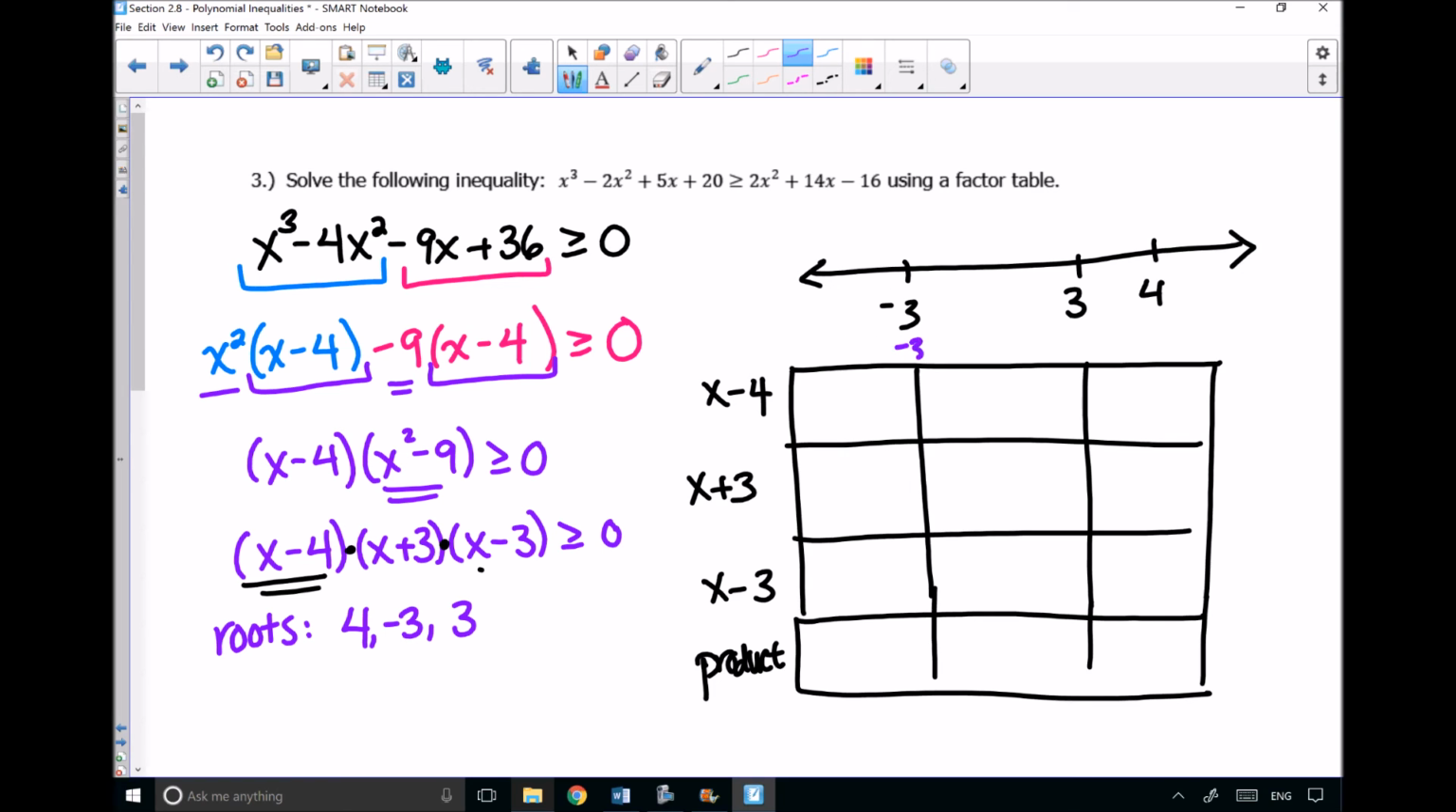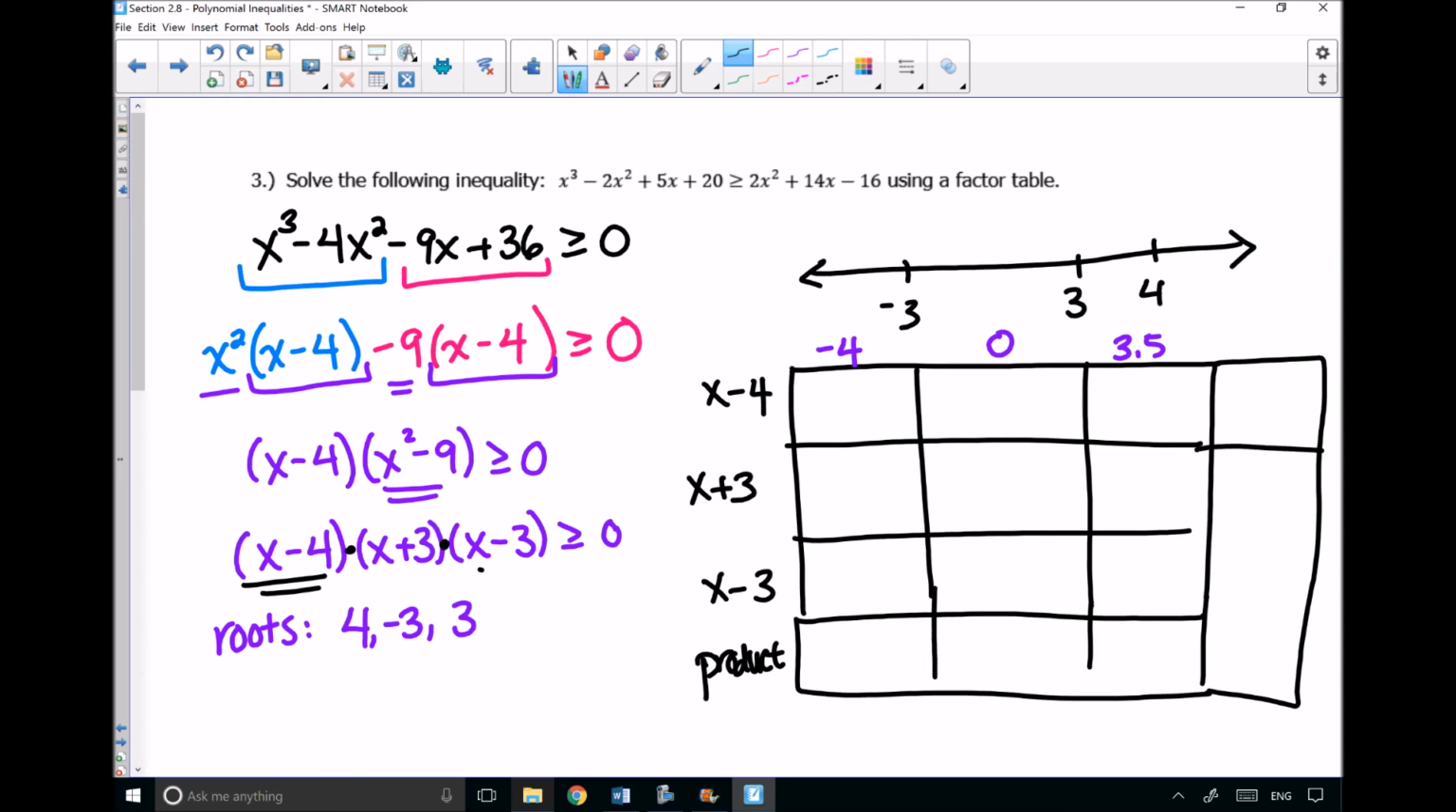Because this, I know negative 3 falls right here. So I want to test a value that's less than negative 3, so maybe I'll test negative 4. Here I want to test a value between negative 3 and 3, so I guess I'll just test 0. Here I want to test a value between 3 and 4, so I'll test 3.5, and I forgot one column in my table, sorry about that.